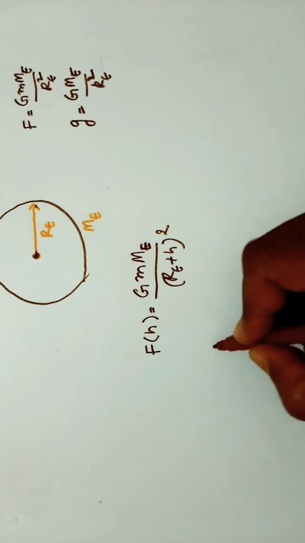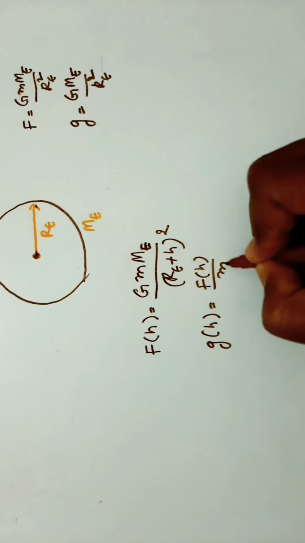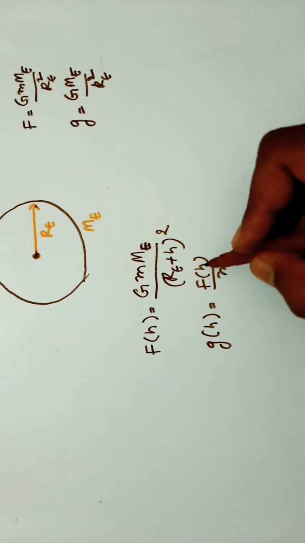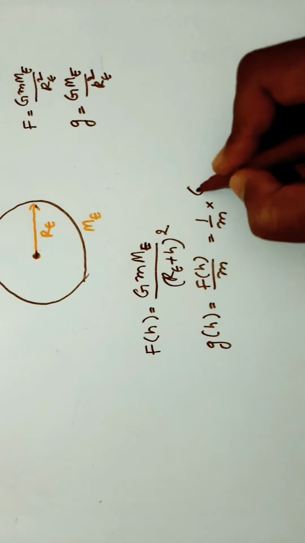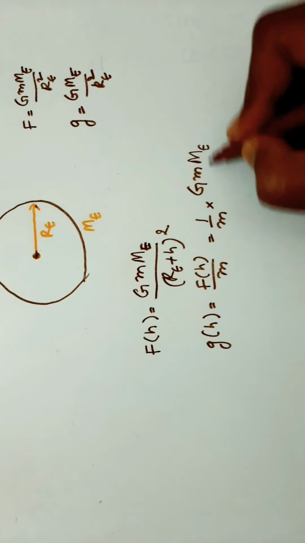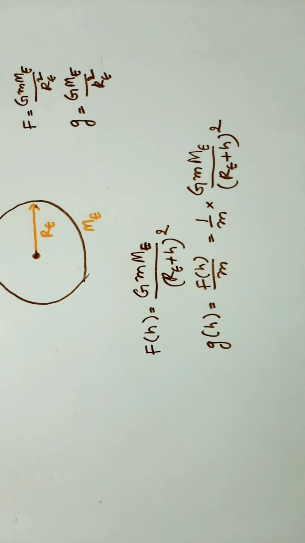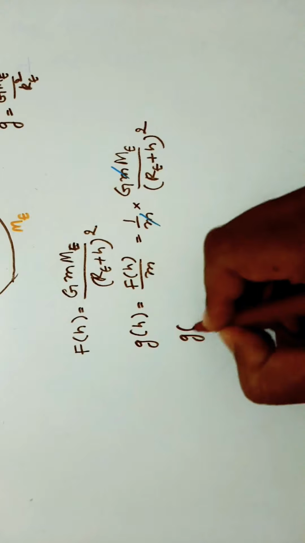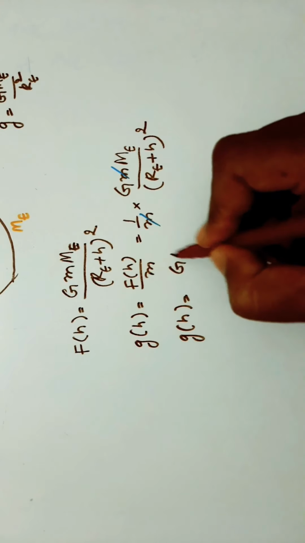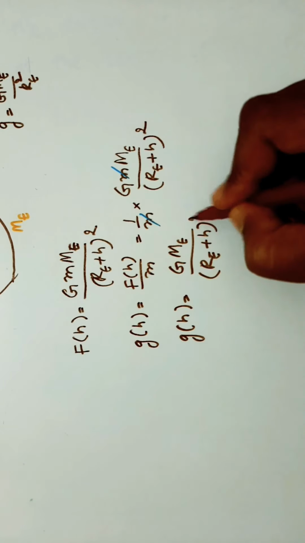Acceleration due to gravity at h height is F of h by small m. So F of h by small m is equal to 1 by m into, here F of h is equal to G m Me by Re plus h whole square. Here small m cancels. So we can get g of h is equal to G Me by Re plus h whole square.